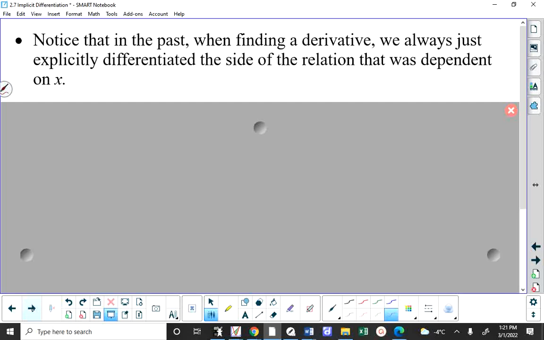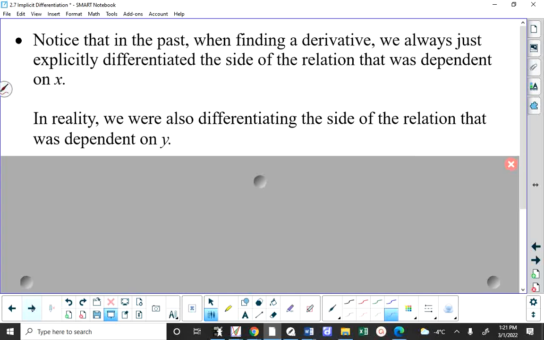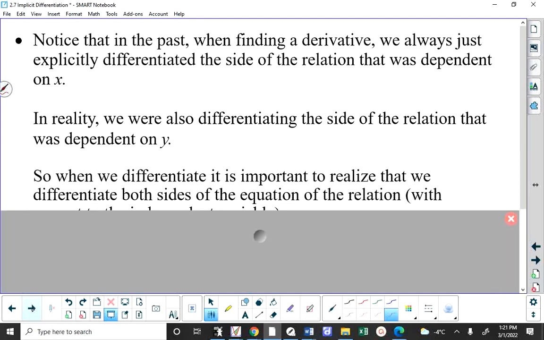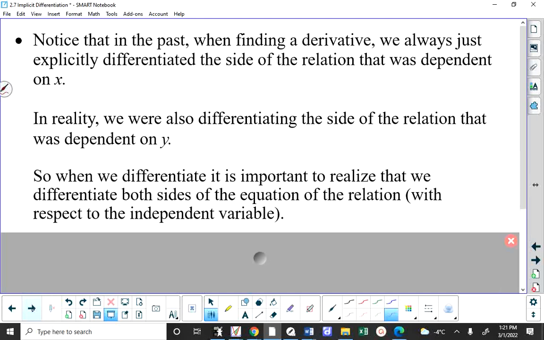In the past, and I've already talked about this, when you're finding a derivative, you've been focusing on the function that has x in it. You haven't been focusing on the other side of the function, which is just written as y. But you actually have been differentiating the y as well. Anytime there's been a y, you've been differentiating it and writing dy/dx. When you differentiate, it's important to realize that you're really differentiating both sides of the equation with respect to the independent variable, which is x.